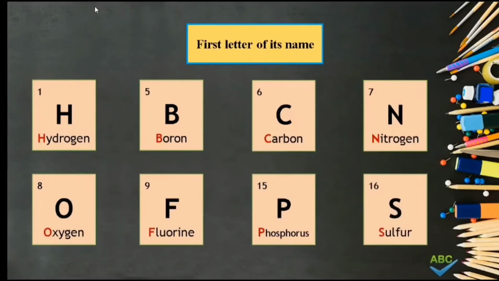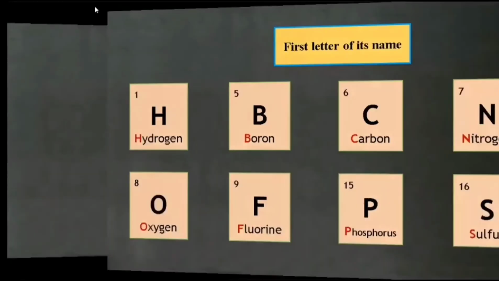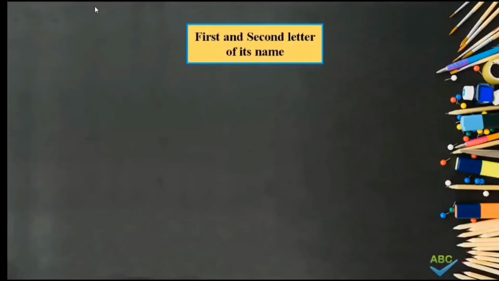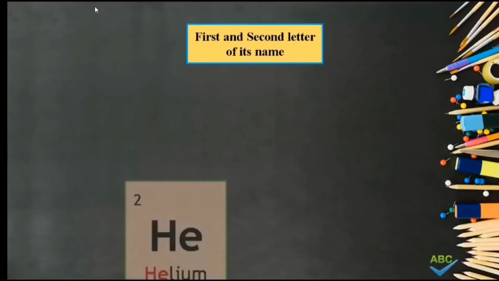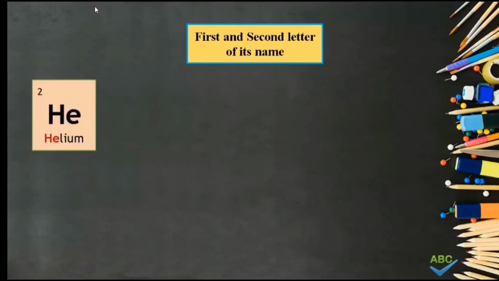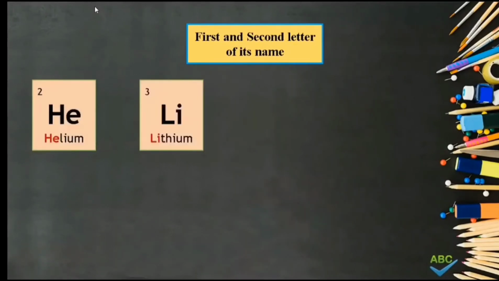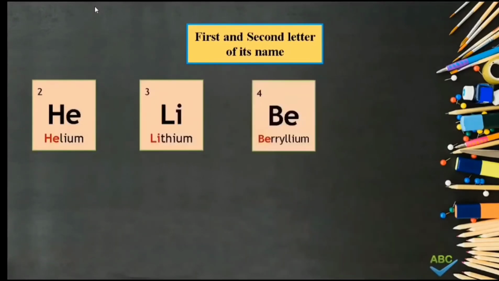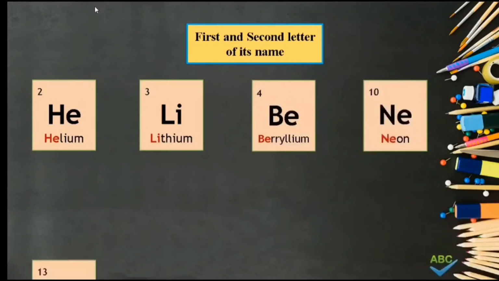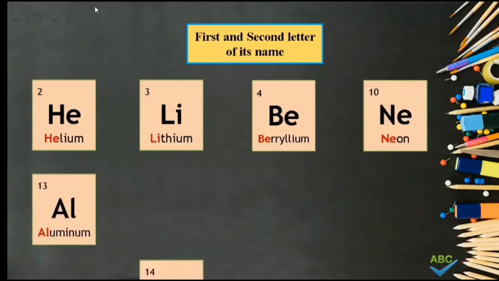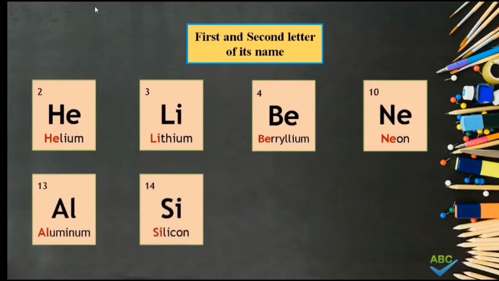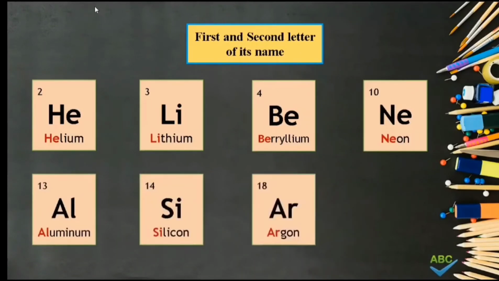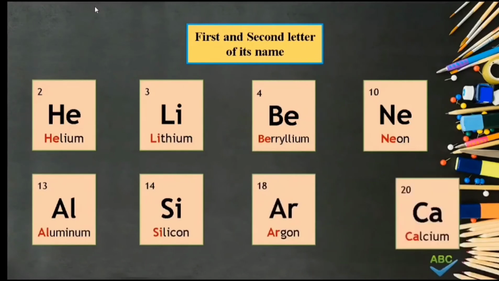Number 2, based on the first and second letter of its name. Examples of these are helium, He; lithium, Li; beryllium, Be; neon, Ne; aluminum, Al; silicon, Si; argon, Ar; and calcium, Ca.